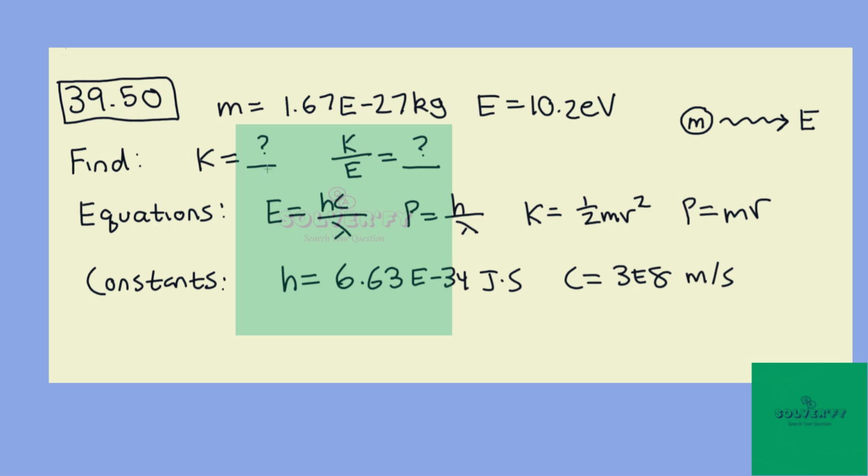Okay, in this problem we have a hydrogen atom with a mass of just a proton, 1.67 times 10 to the negative 27 kilograms. And this hydrogen atom emits a photon with an energy of 10.2 eV. We are asked to find numerous things. Namely, we want to find the kinetic energy of this hydrogen atom, which will recoil after firing off this photon.